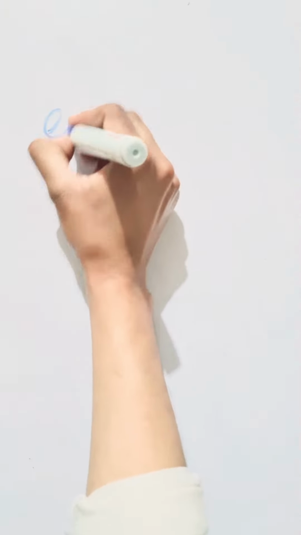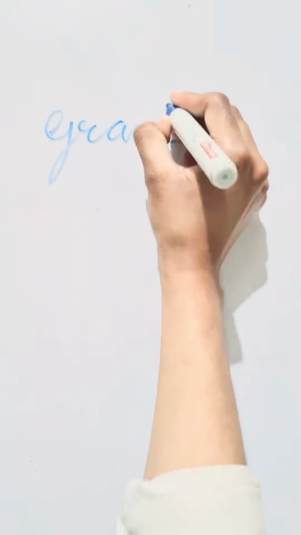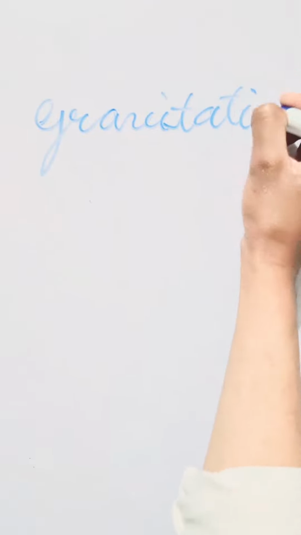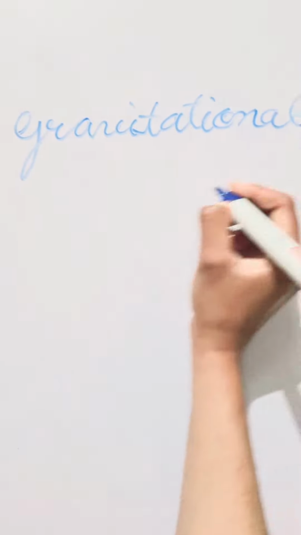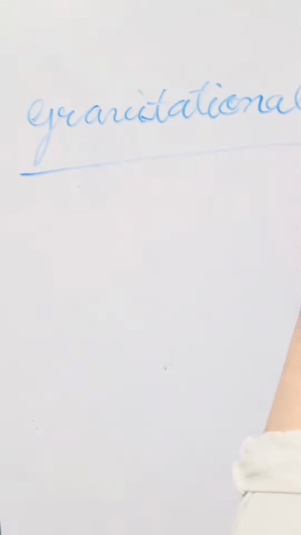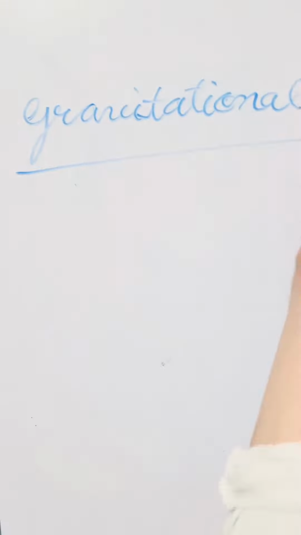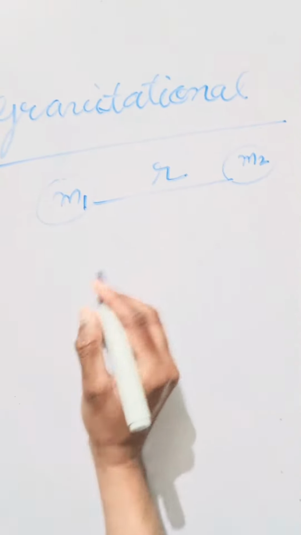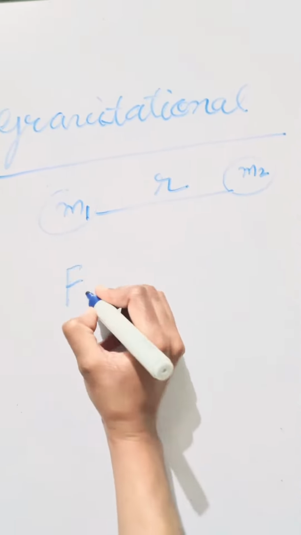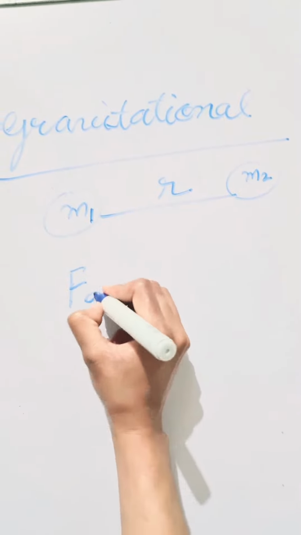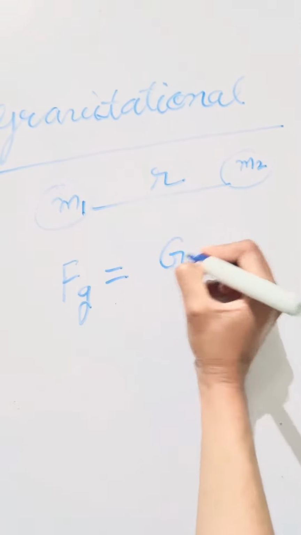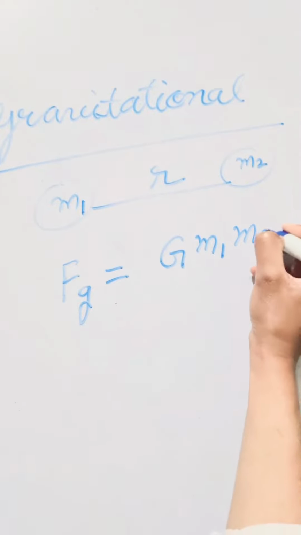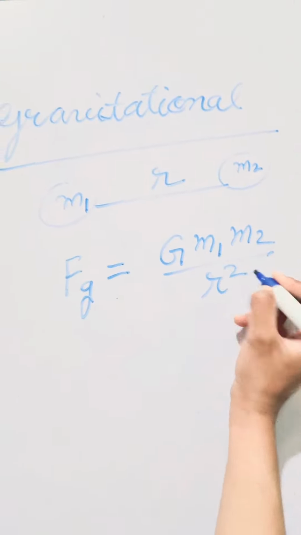Next we are talking about the gravitational force. Gravitational force is the force which attracts two bodies. If you are taking two bodies, suppose one has mass m1, the other m2, and they are separated by distance r. As we know, gravitational force is given by G m1 m2 / r².